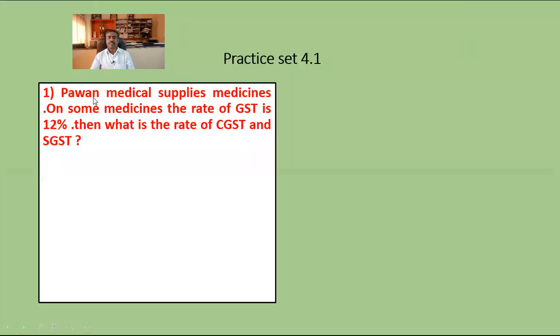First problem, Pawan Medical supplies medicines. On some medicine, the rate of GST is 12%. Then what is the rate of CGST and SGST? Solution of this problem.